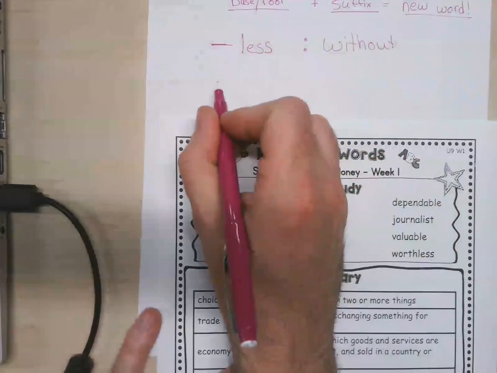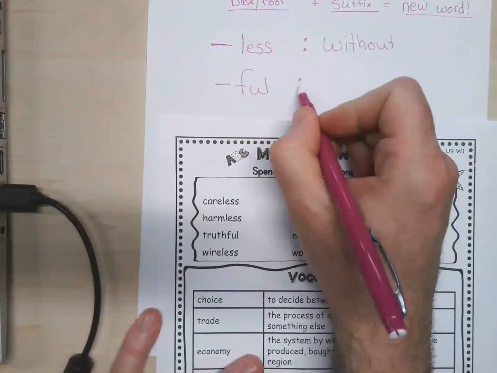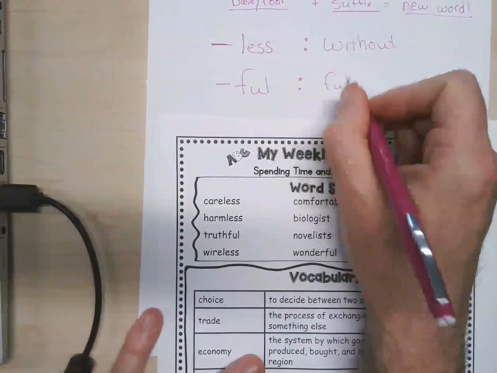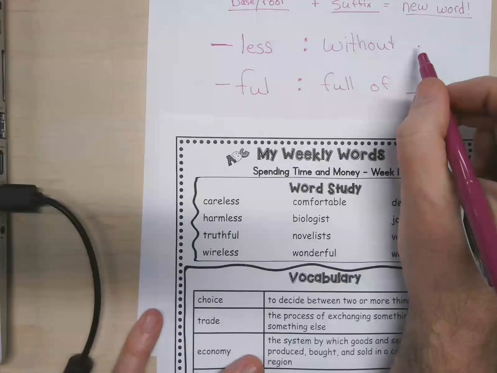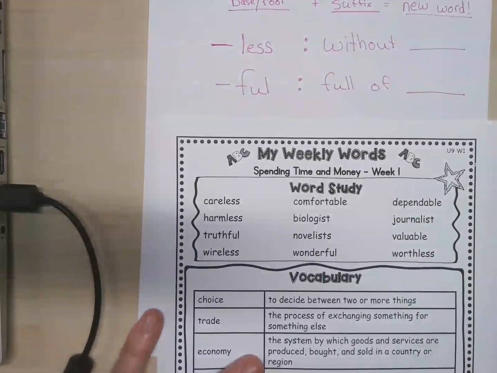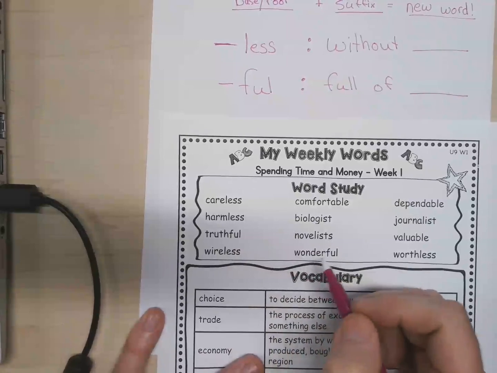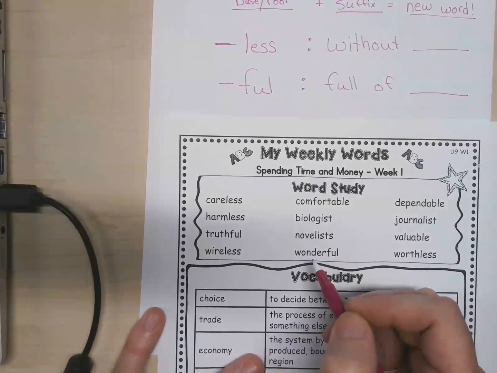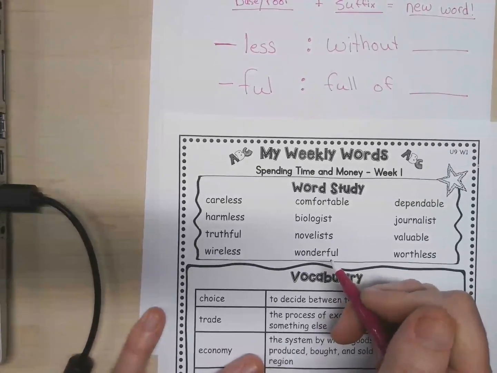We have full, which, just like you might think, means full of, and then whatever that base word is. Looking at our examples on our list, we have truthful, full of truth. We have wonderful, full of wonder. Wonder can sometimes mean amazement. So if you're saying something is wonderful, it is full of wonder. It fills you up with that amazement.